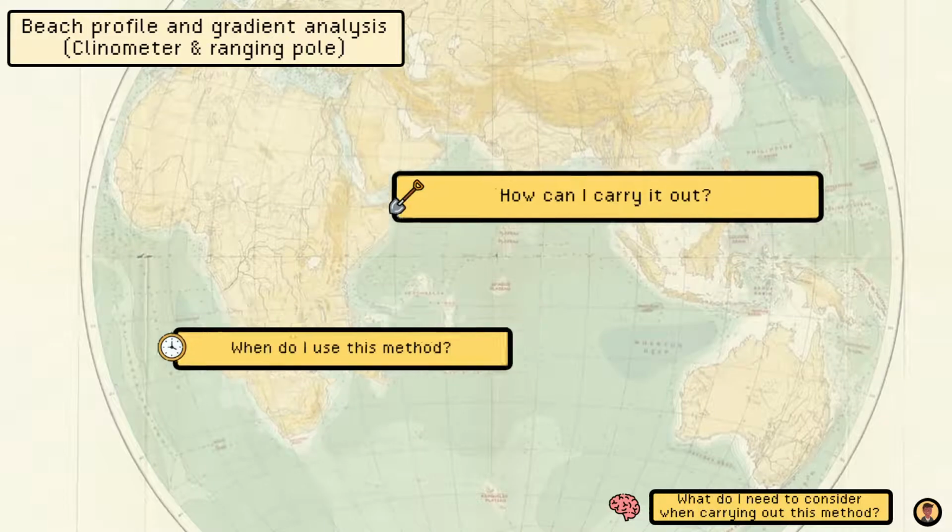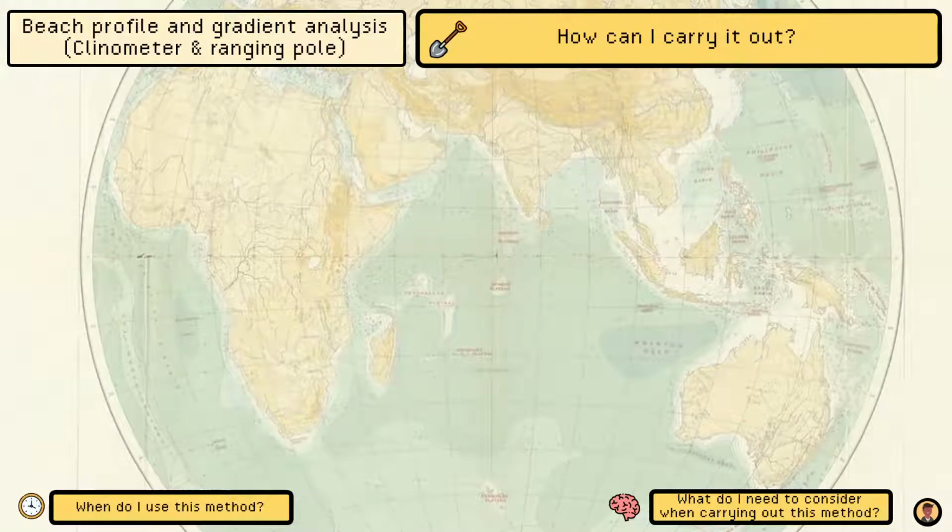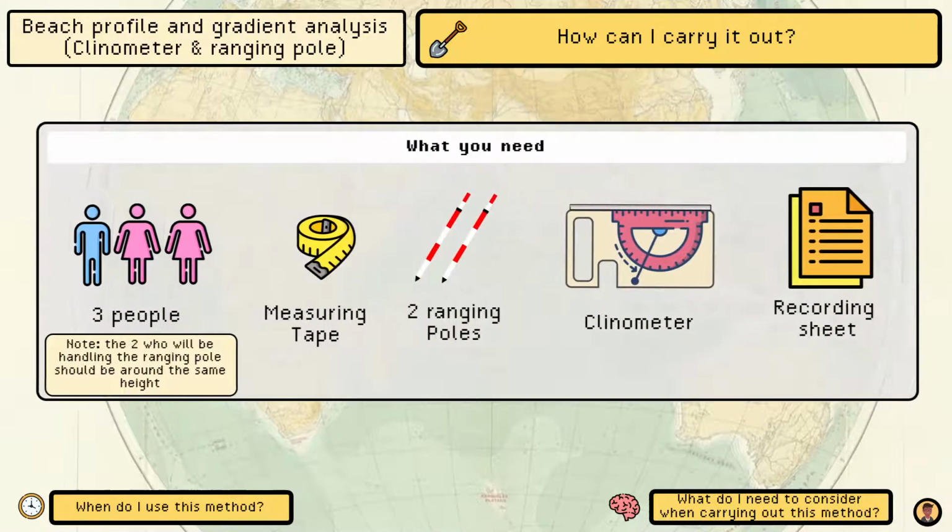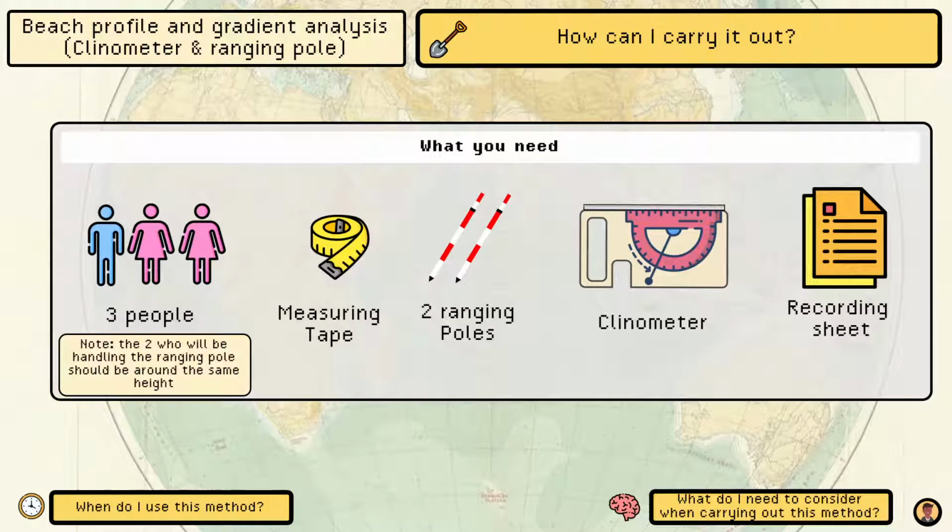All right, so tackling the next question, it is how can I carry it out? So in order for you to be able to do this method, there are some things that you will need. Basically, you need 3 people, and it would be good if 2 of the people who would be handling the ranging pole are around the same height. So 3 people. Next, you need a measuring tape, and then you need 2 ranging poles. I do hope that all of you are familiar with what a ranging pole is. And then you need a clinometer, which is this device over here.